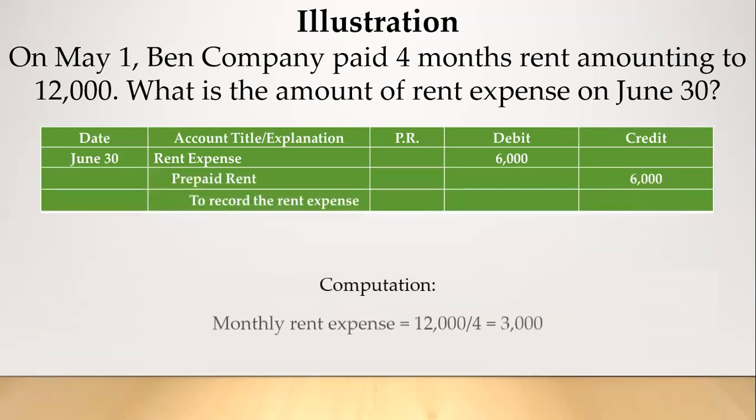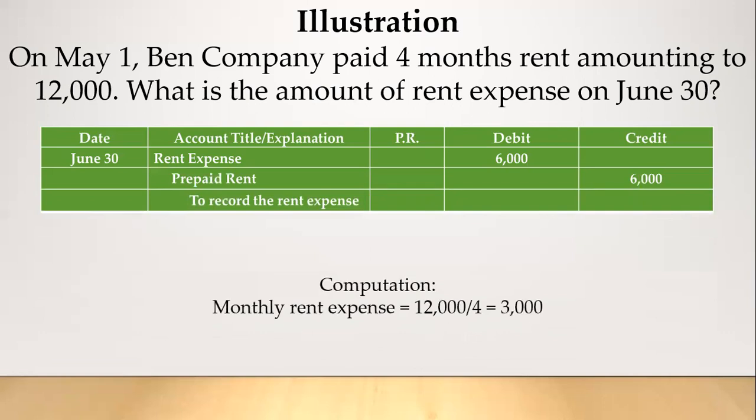Okay, what is the computation? The rent of 12,000 is good for 4 months, so we need to divide it by 4 to arrive at the monthly expense of 3,000. That would be recorded, supposedly, if the company was using monthly adjustment. So on May 31, they needed to record 3,000. But in this scenario, they did not. Since the question asks for the rent expense on June 30, that would be May and June, 2 months. So 3,000, the monthly expense, times 2 months is equal to 6,000.